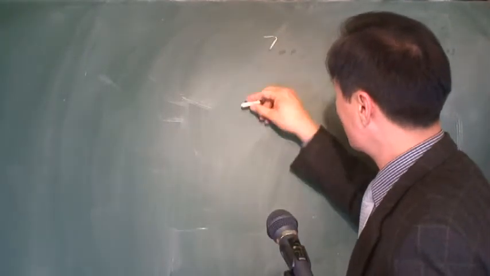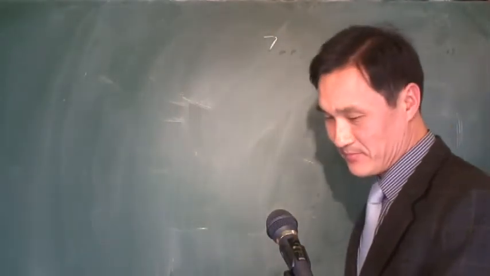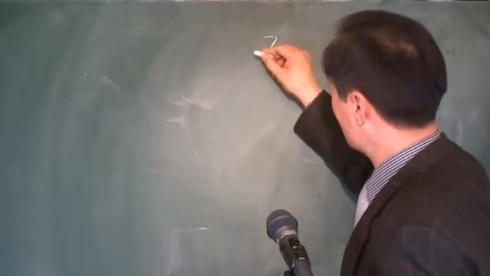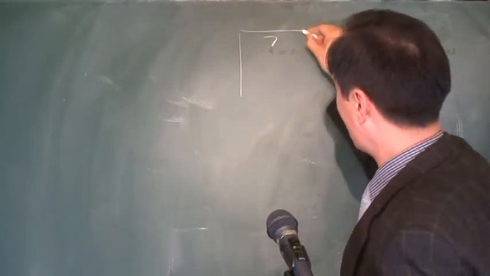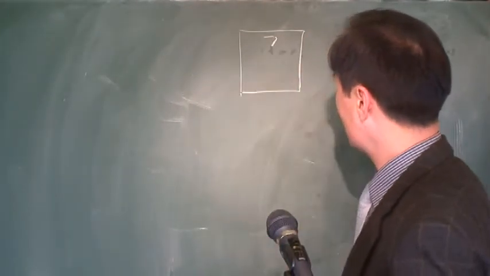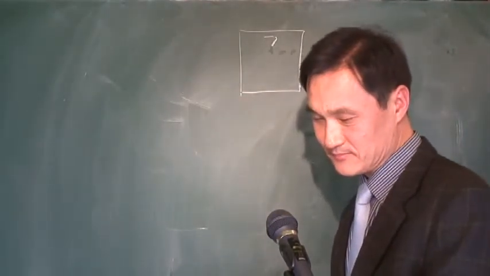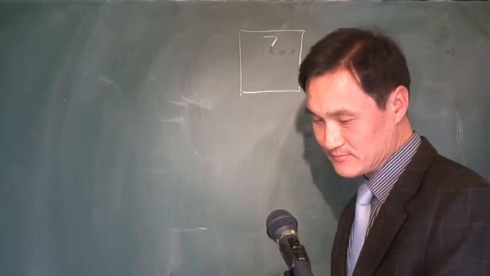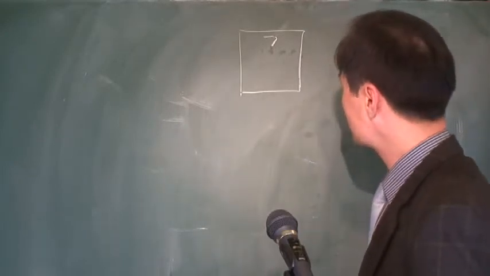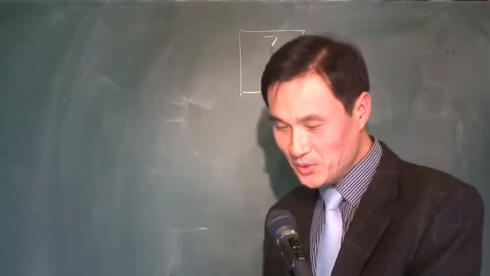Next, Yod. Yod is spelled like this. Yod is spelled smaller than the other letters. Please follow along. Yod.